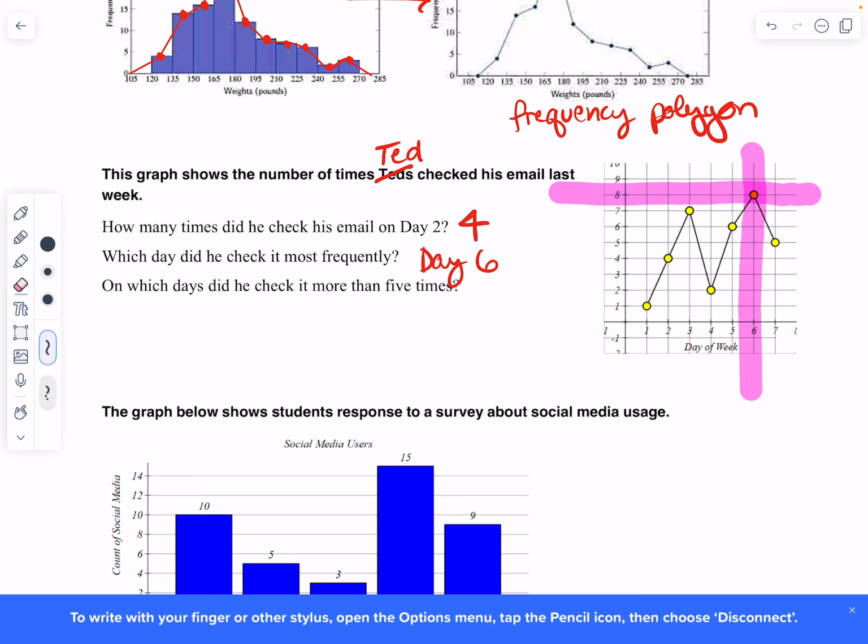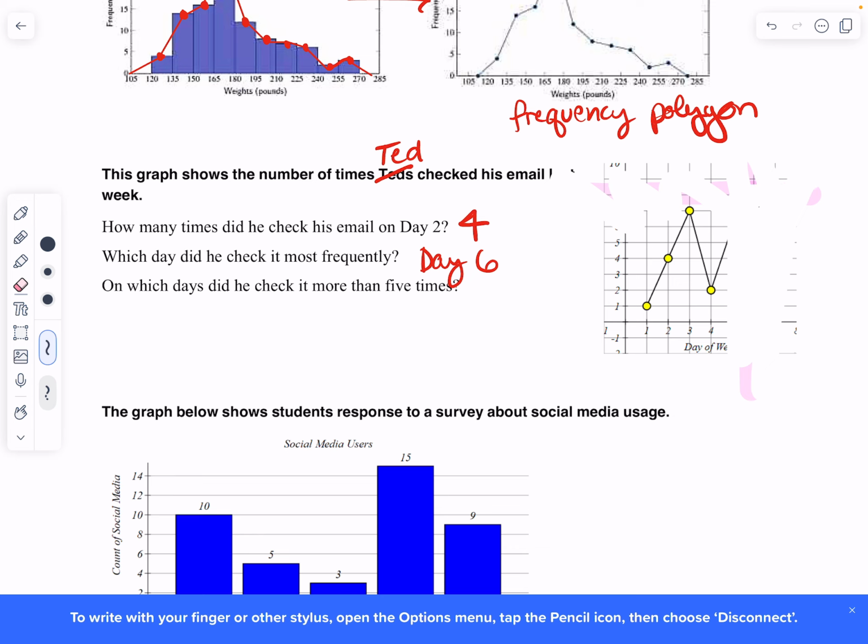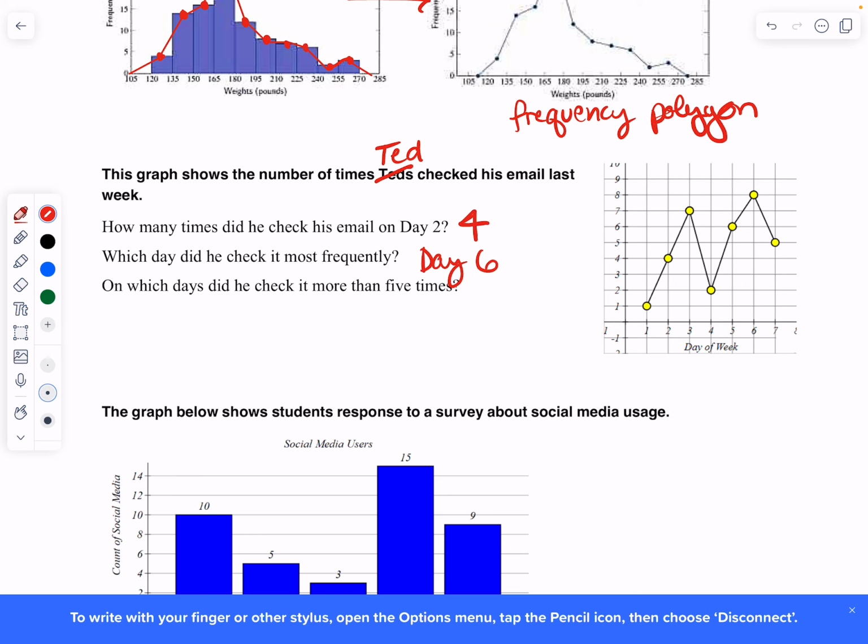And on which days did he check it more than 5 times? All right, so let me erase the last stuff so we don't get confused. If we're checking it more than 5 times, I'm going to highlight frequency 5. More than 5 means I do not include the 5, okay? So what I am going to include is this value, and this value. On which days did he check it more than 5 times?